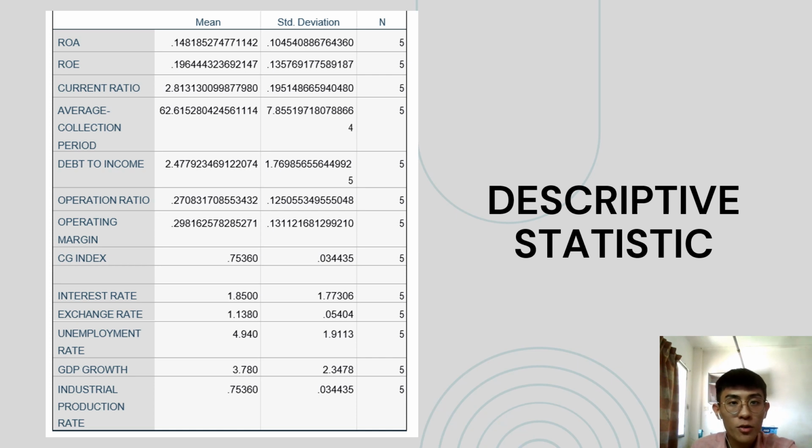For GDP growth, its mean will be 3.780 and the standard deviation will be 2.3478. Lastly, for industrial production rate, its mean will be 0.7536 and the standard deviation will be 0.0344.